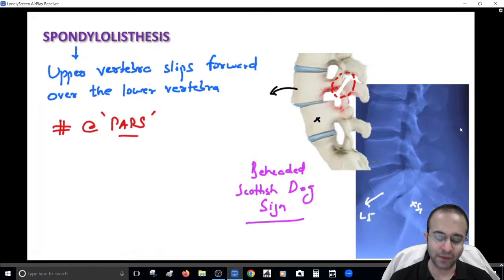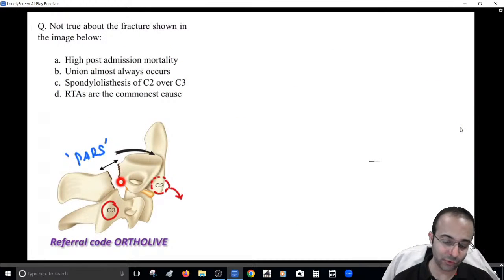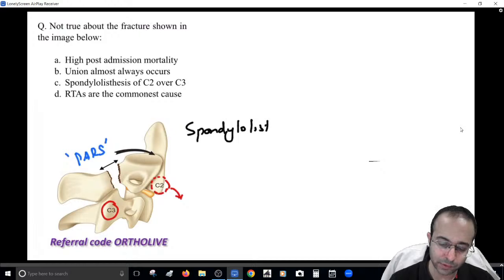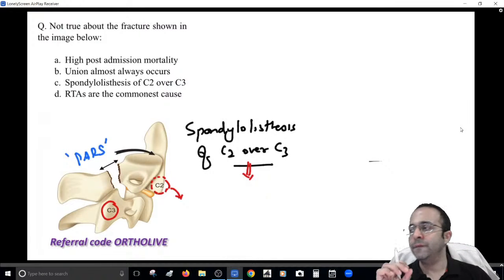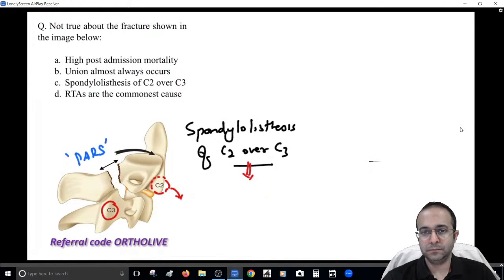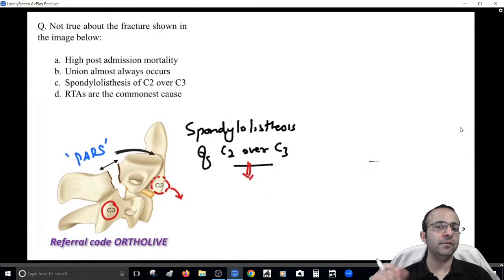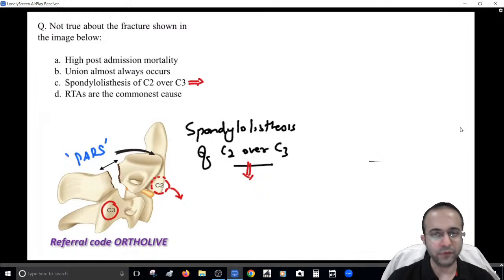So this is spondylolisthesis, and something similar is visible over here. The C2 vertebra pars is broken, C2 vertebra slipping forward over C3. So in a simple way, what you can see over here is spondylolisthesis of C2 over C3. So guys, quickly give me the better name for this injury. If I have to give a better name to this injury, spondylolisthesis of C2 over C3. What would be the better name I will give to this injury?